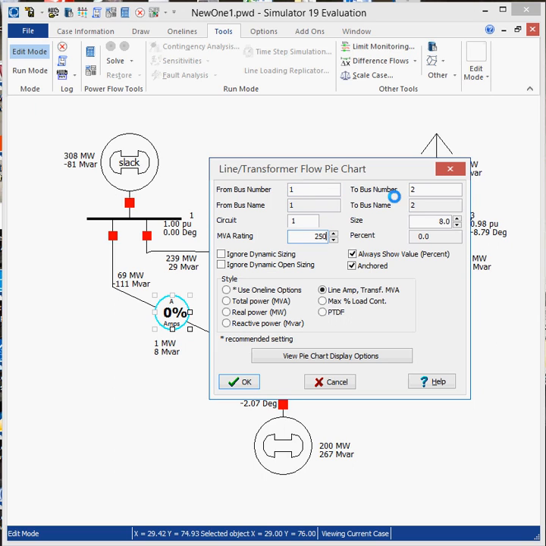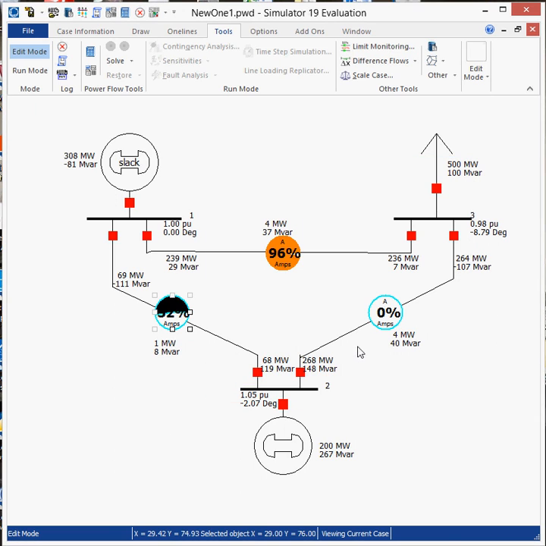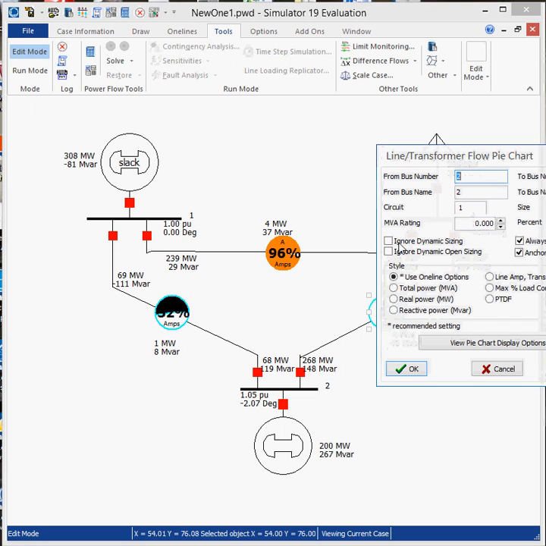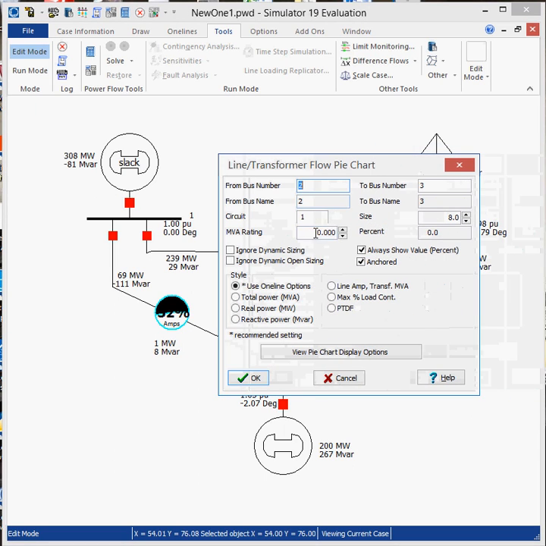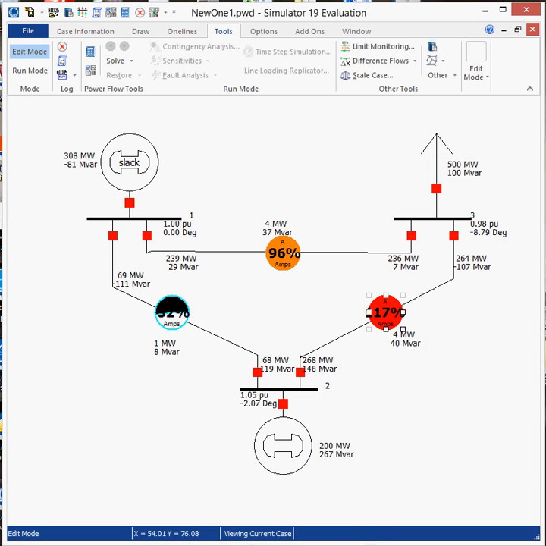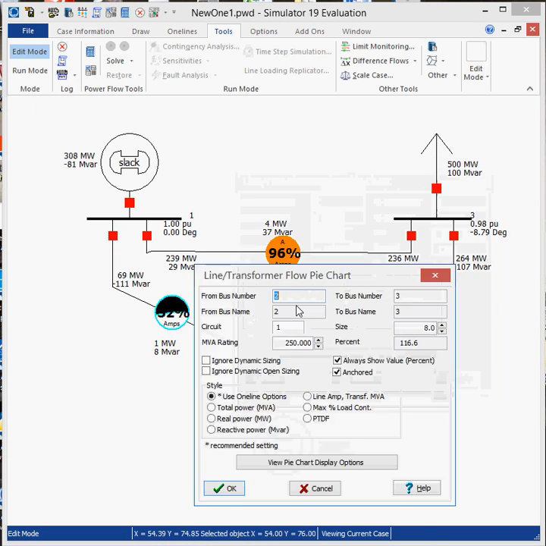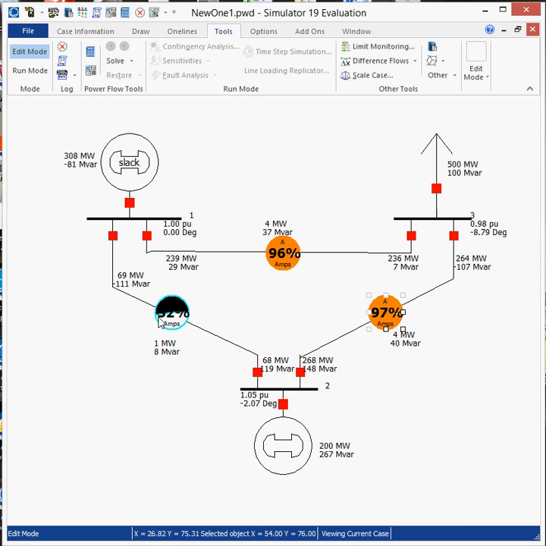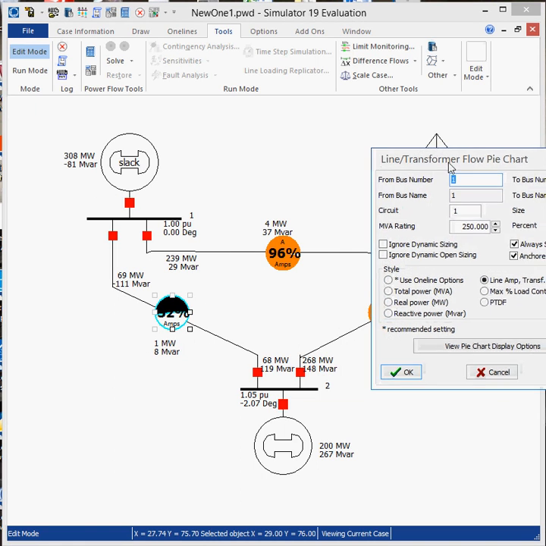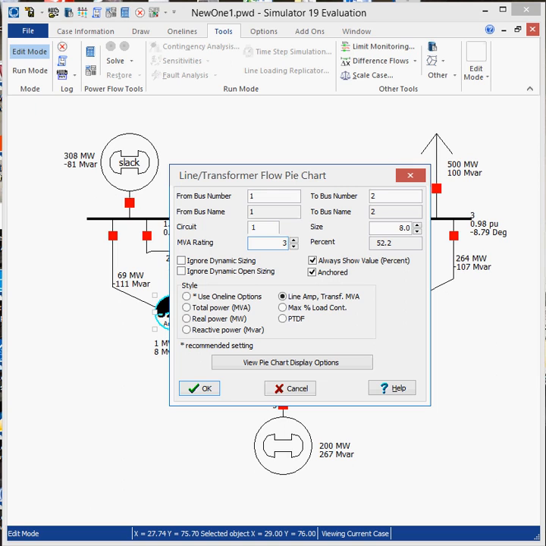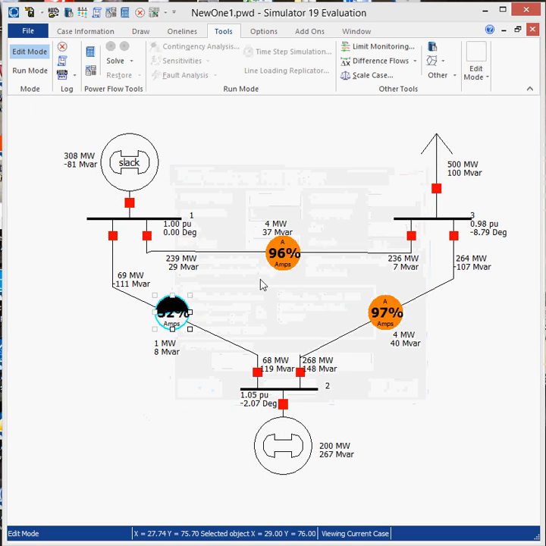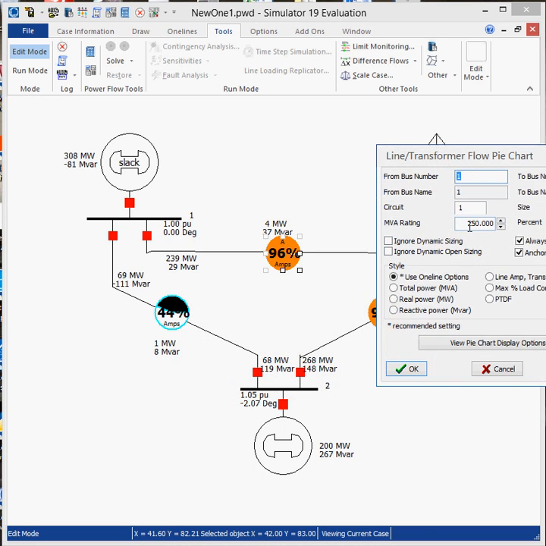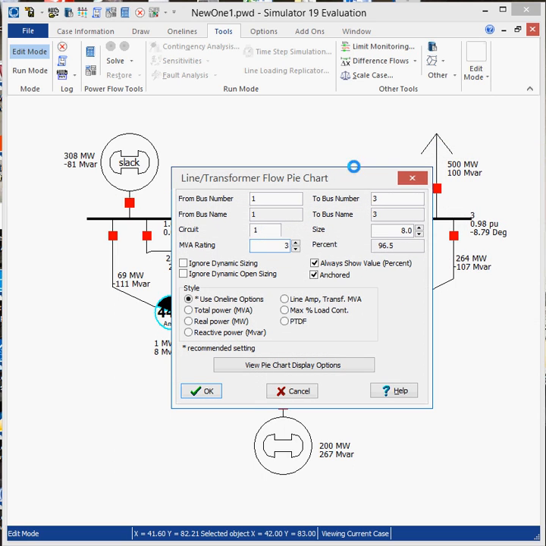So this one 250 as well. And this one 250. Maybe I should change to 300 because this one actually overloaded. So 300 for this one and 300 for this.